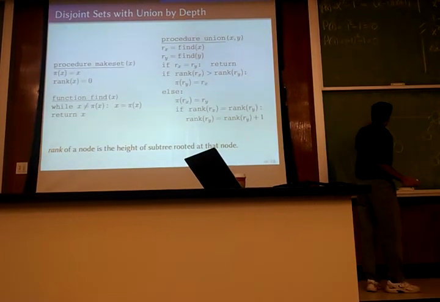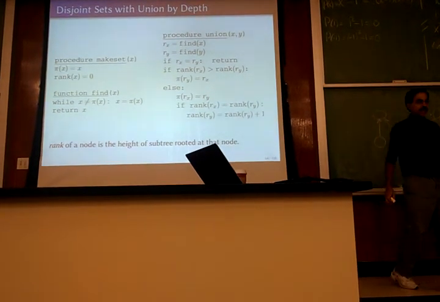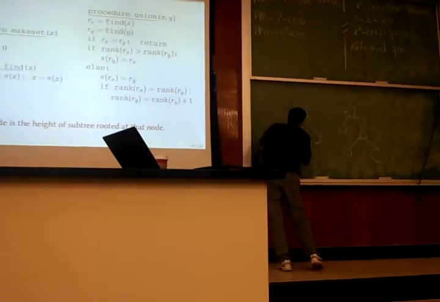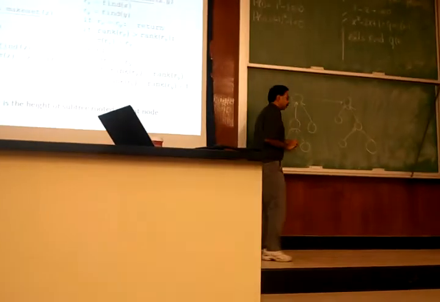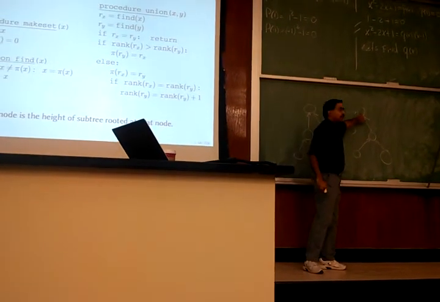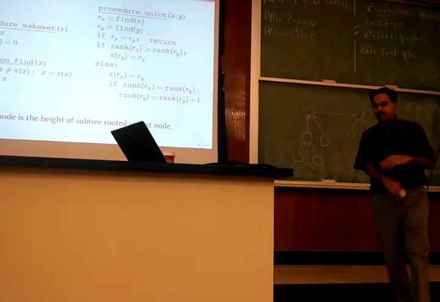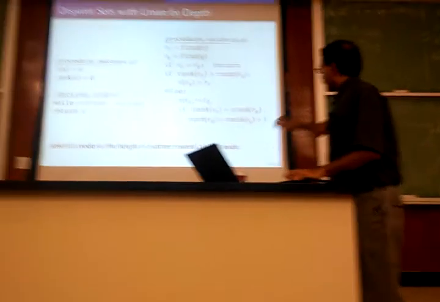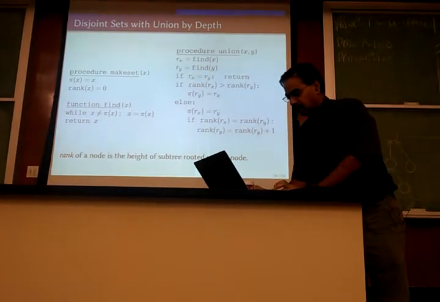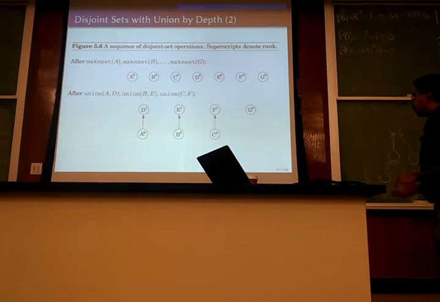Because this is rank of 1, this is rank of 2, and it hasn't changed. However, if this was also a rank 2, then now you have a rank 2 child to this node, which means that you have increased the height by 1, so you're going to update the rank. So that's why the last statement, if the ranks are same, then you end up incrementing the rank of the other one, okay? So here's an example.